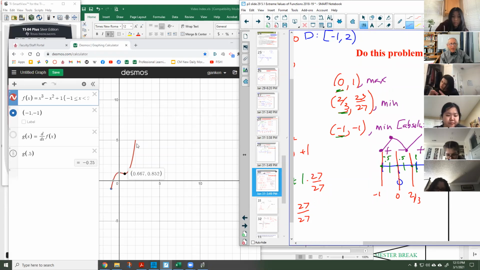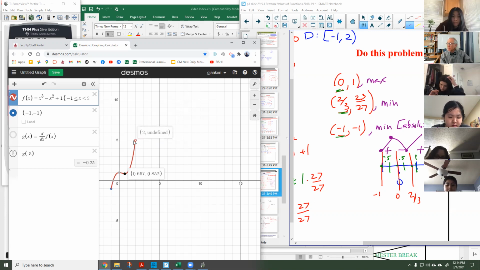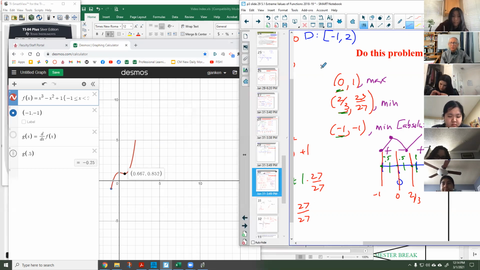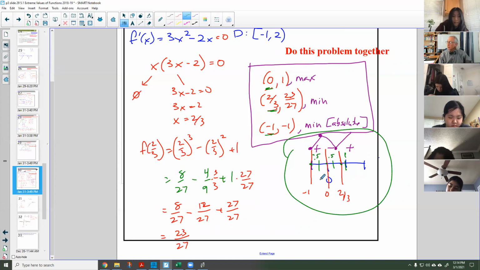It looks like I have an absolute maximum, but I don't, because the point right here at 2 is undefined. It's not part of the function. So the answer to this problem is this right here. And you know what you need to show when you're doing the problem is basically all this calculus and algebra, including the number line piece right here. You really need to show me the number line piece to kind of get this problem right.